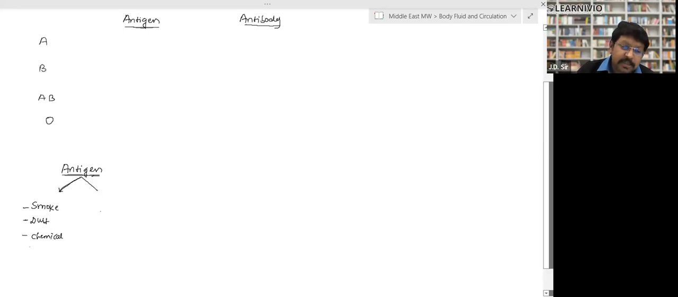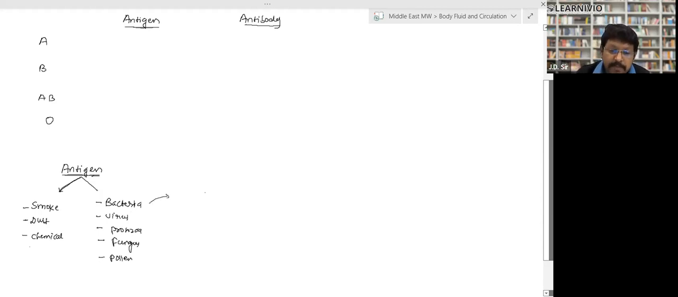Again, an antigen may be a biological object, like bacteria. It may be a virus, protozoa, fungi, or a pollen grain, right? They are all biological. So an antigen may be biological or non-biological.